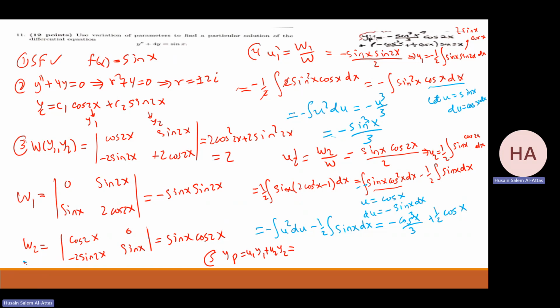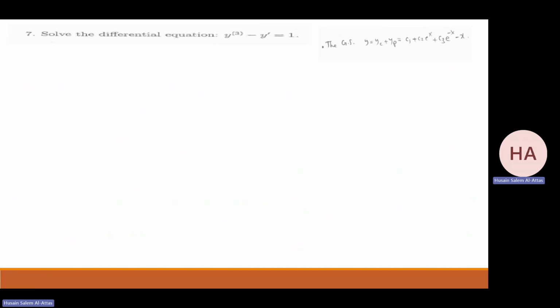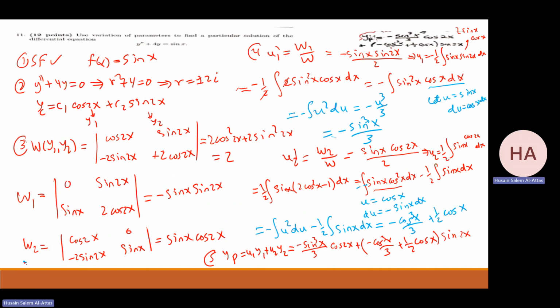Be careful, what is u1? That will be minus sine cubed x over 3. What is y1? y1 is cosine x, plus, this is what? Minus cosine cubed over 3 plus half cosine x, plus half cosine x times sine x. Oops, all of this times sine x. I think there's a 3 missing here. So this is correct. That's what I need. We need yp actually. To find the particular solution, you need only yp.